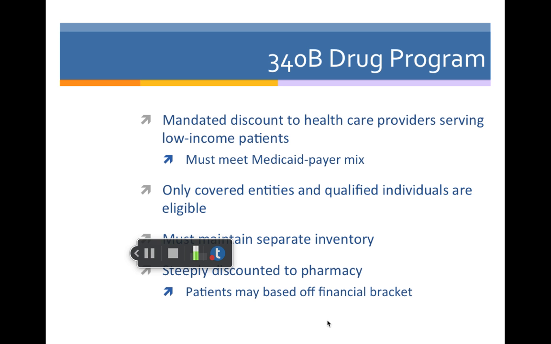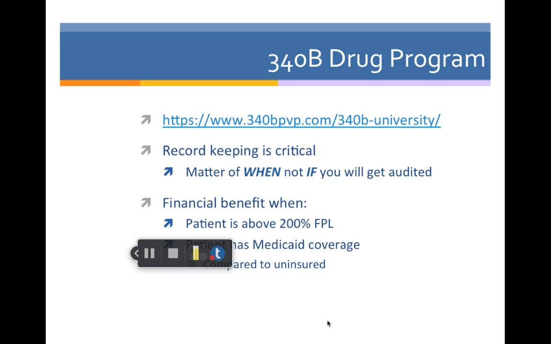This can be either physical inventory, so it's stored in 2 different areas of the pharmacy, or it can be kept electronically, which is what most pharmacies do. Medications are then steeply discounted to the pharmacy, so the pharmacy is able to buy them at a greatly reduced cost. And then the patients receive reduced costs based off their financial bracket, or reduced copayment. Information is listed here from the 340B University.